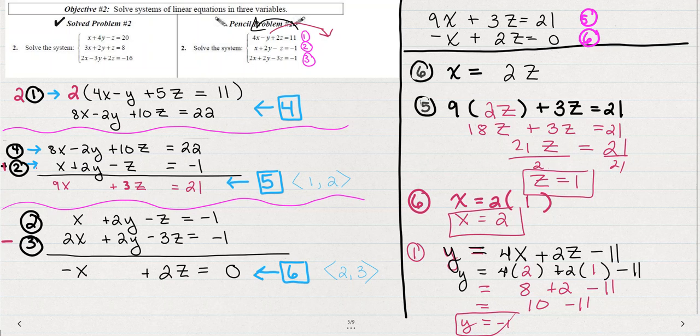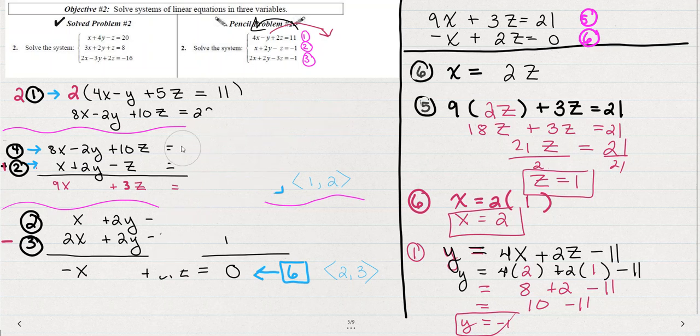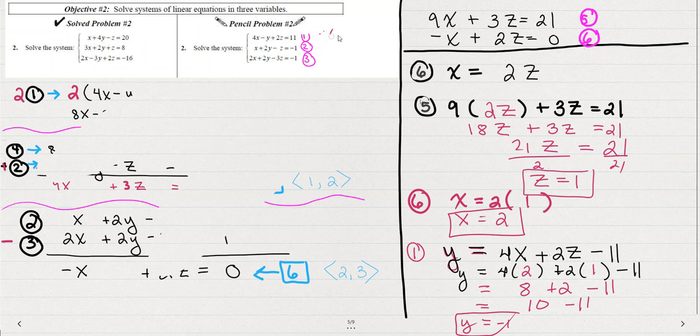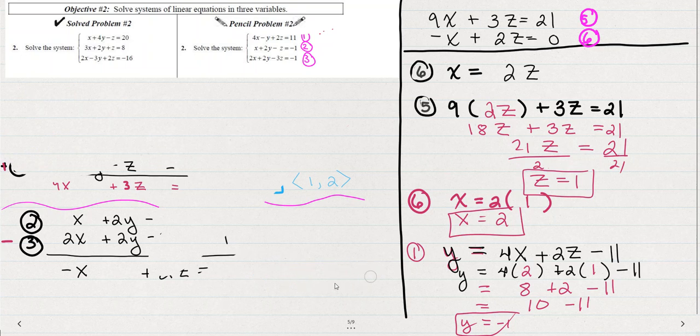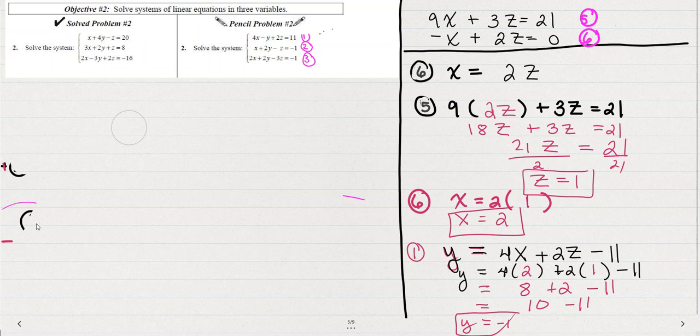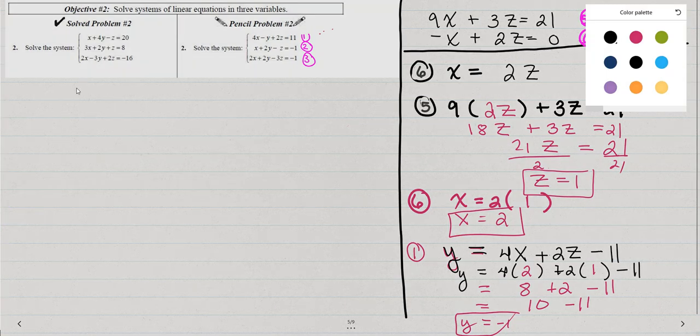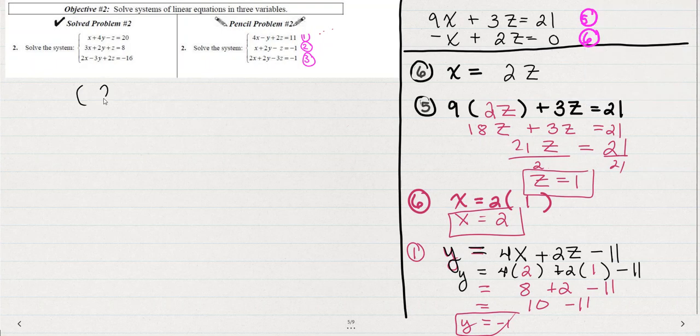But it looks like our answer is, let me erase this part on the right now. We've got this. Looks like our solution is x equals 2, y equals negative 1, z equals 1. And how do we check that? How do we verify that? So we've got the ordered triplet x, y, z. And if we want to check it, we could go into each equation and replace.